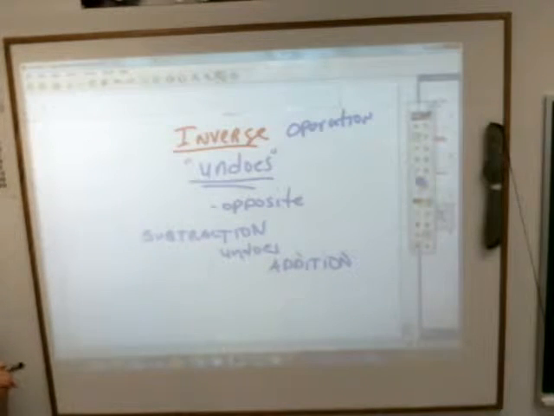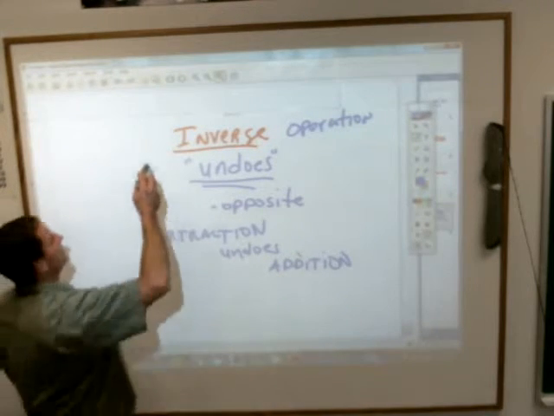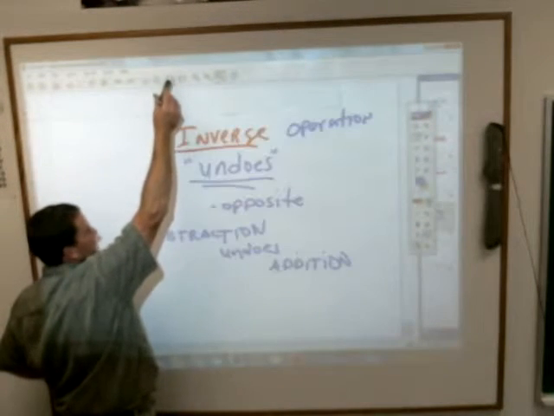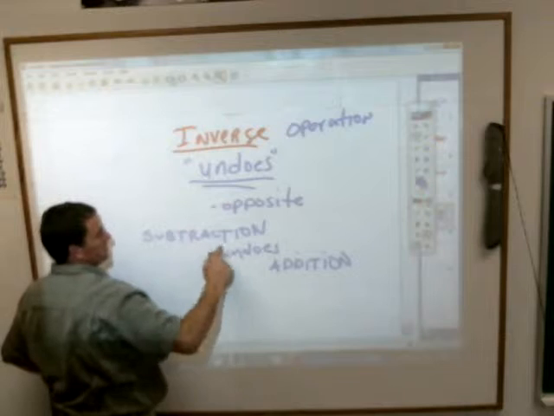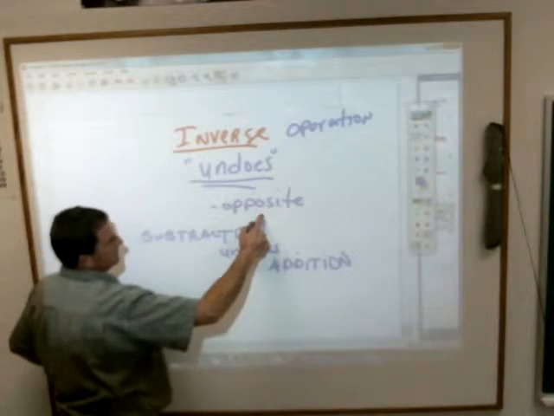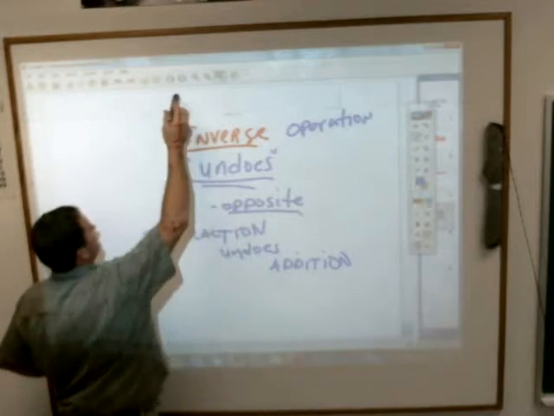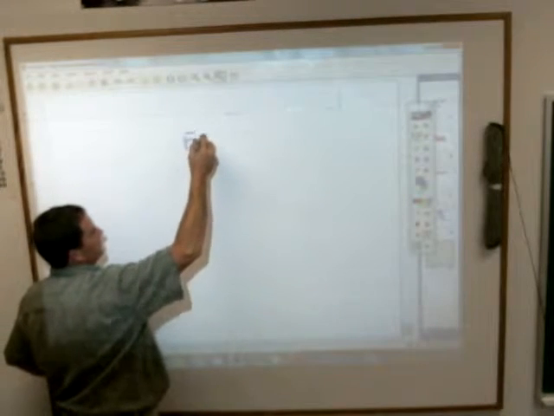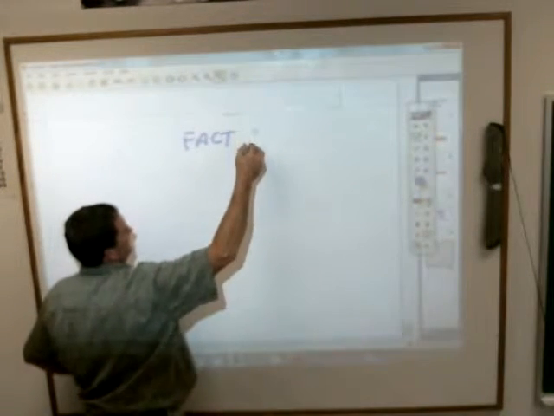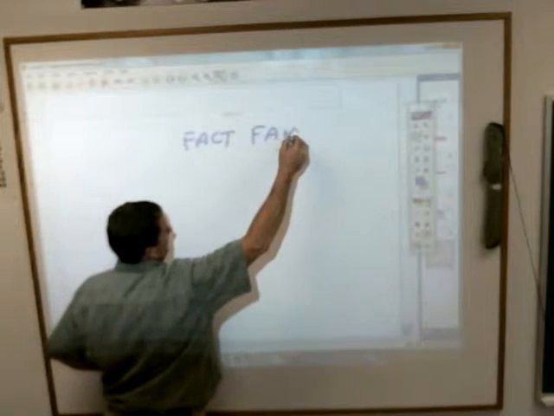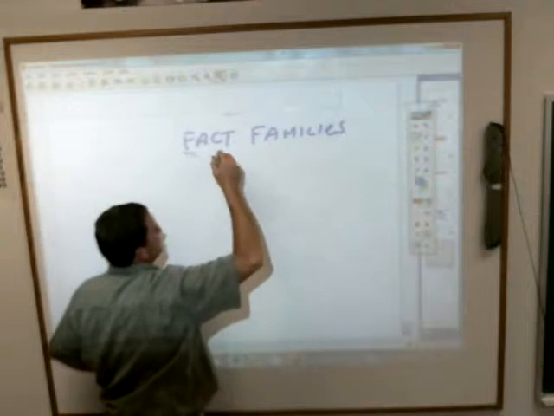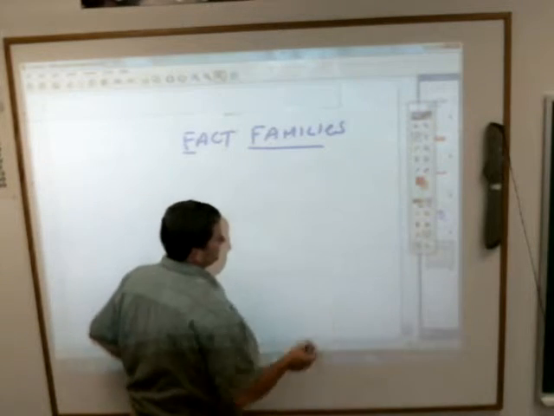And the reason that's important is because we're going to talk today about, I'm sure you said, hey, I didn't catch all that. Well, subtraction undoes addition. You can think about it as being opposites. Because today we're going to talk about fact families. Have we talked fact families? We shall talk today.